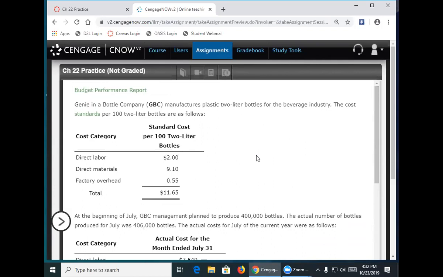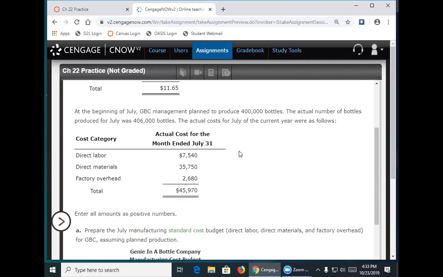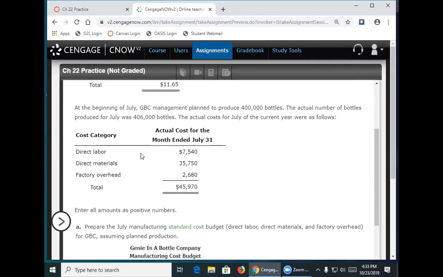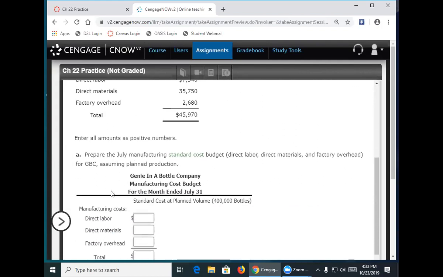The standard cost per 100 2-liter bottles. Well, we don't want it per 100. We want a total of, well, they want the standard cost at 400,000 actually. I'm getting ahead of myself. I'm trying to do more than what they want. They just want us to prepare the July manufacturing standard cost budget. So assuming 400,000, okay? From there, we could then flex it to 406 to compare actual. But they just want it at 400,000.